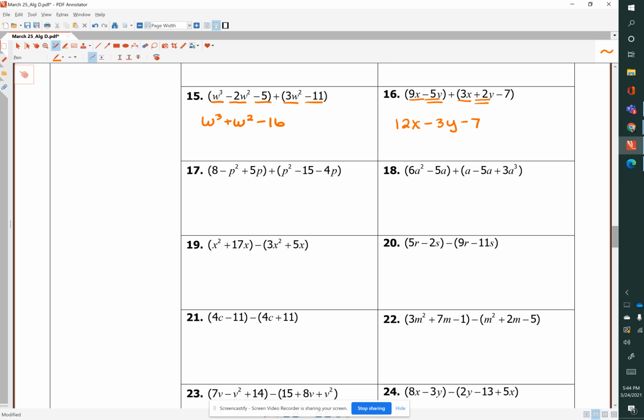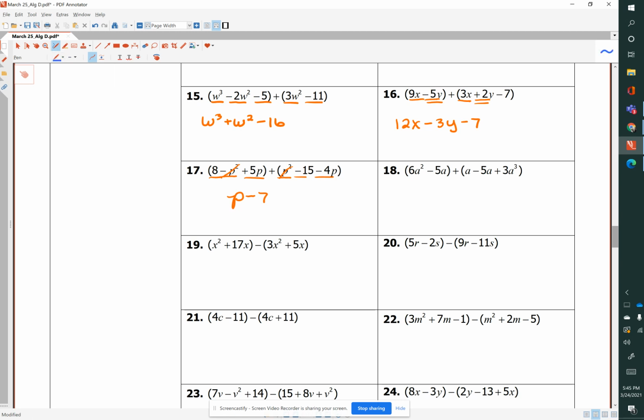Number 17, we'll start with the p squared. Negative 1 plus 1, the p squared goes away. We don't write it. You don't write 0p squared. It just is eliminated. Then we have 5p minus 4p, so that's just p. 8 minus 15 is negative 7, and that's our final answer.